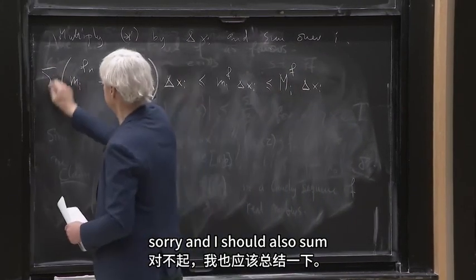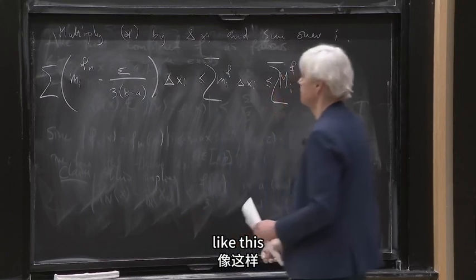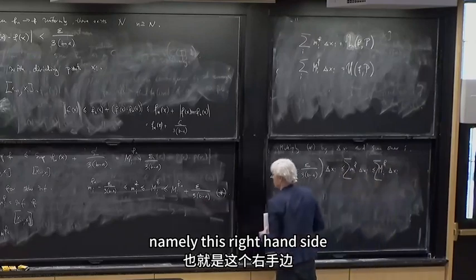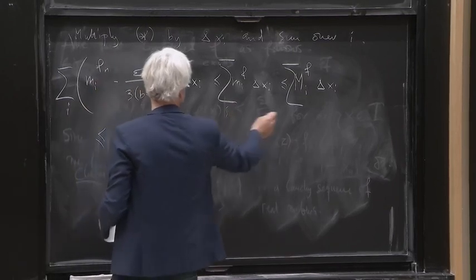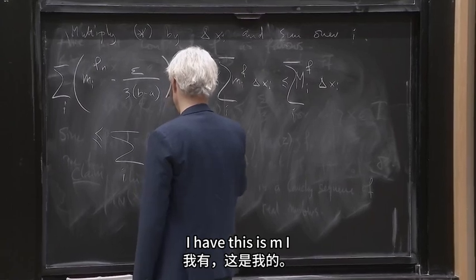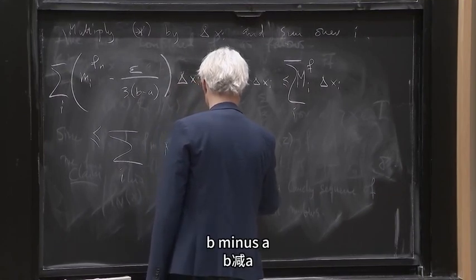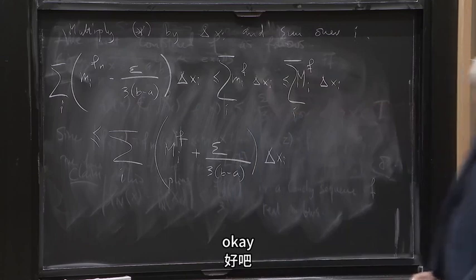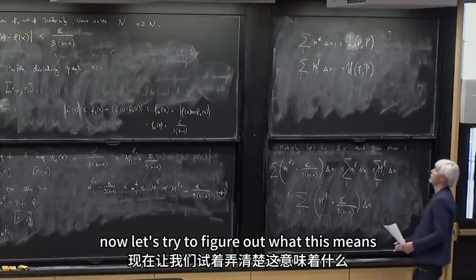Sorry, and I should also write summing over i, like this. And then I have one more inequality, namely this right-hand side, so less or equal to, I'm summing over i, and I have, this is M_i f plus epsilon over 3(b minus a) times delta x_i, okay? So we have that. Now let's try to figure out what this means.